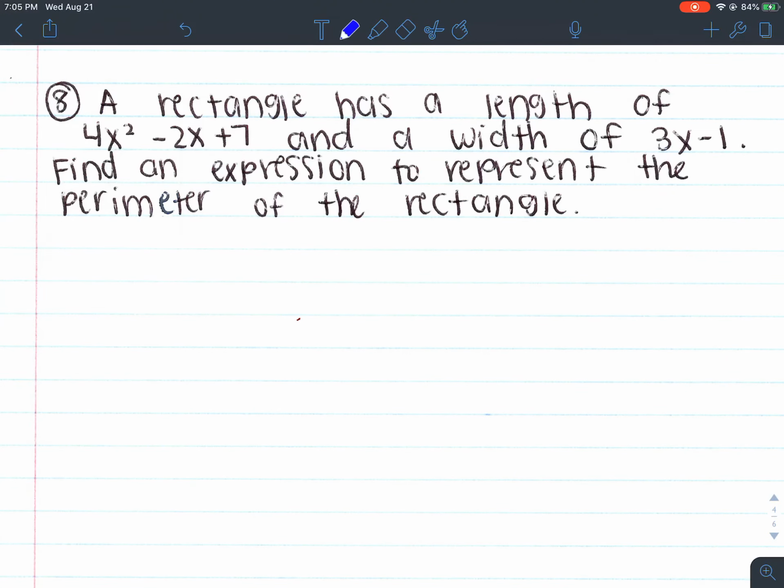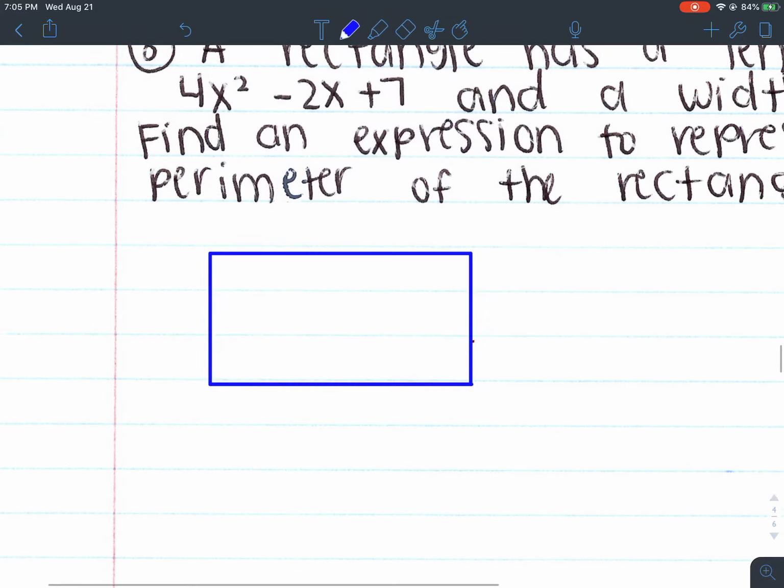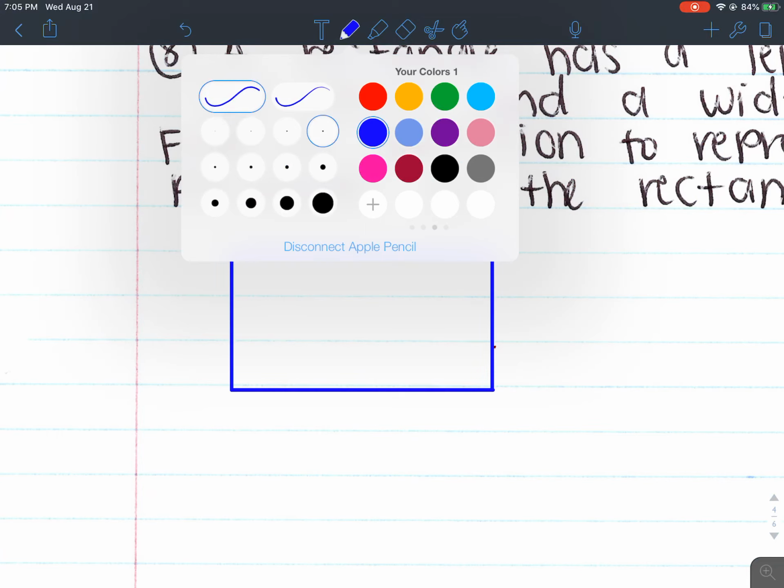Well, what is the perimeter of a rectangle? How do you find the perimeter of a rectangle? Well, you would add up all the sides, right? So let's draw a rectangle real quick. All right, so I have a rectangle. Now, let's pretend like we don't know the formula of perimeter. Let's find out what it is.